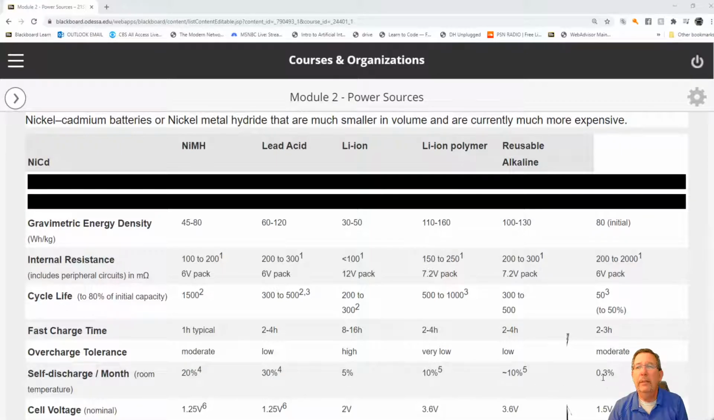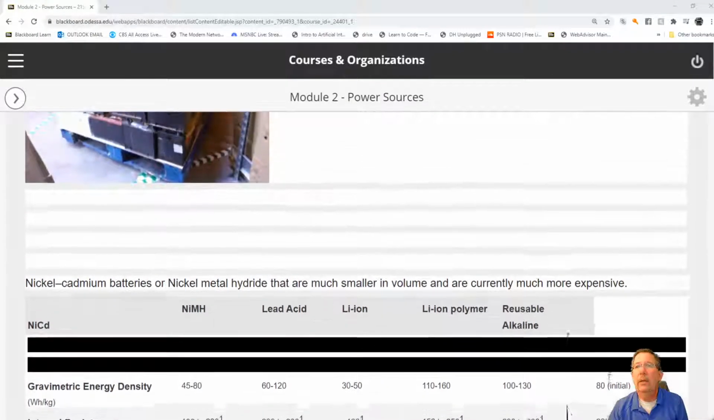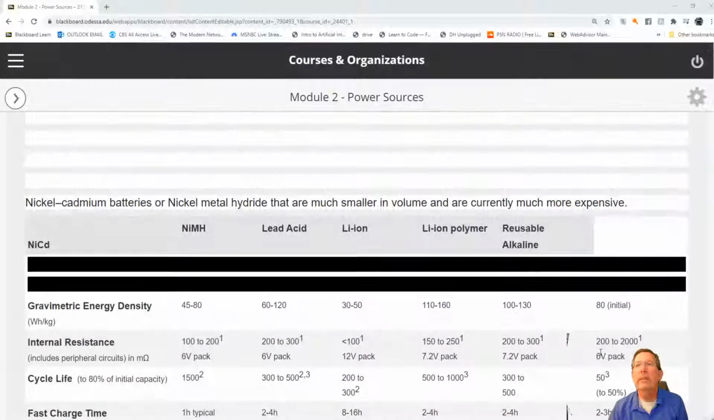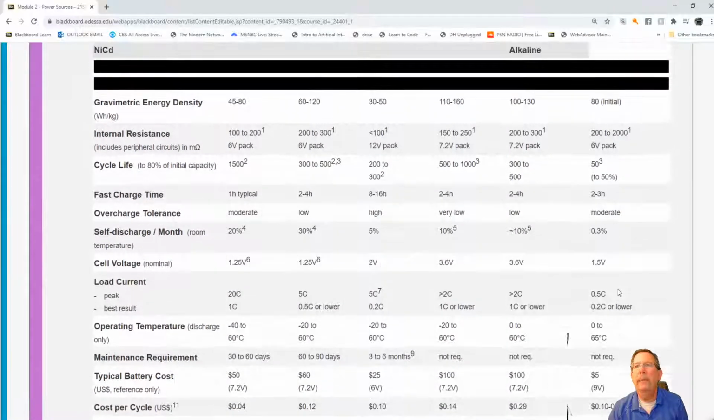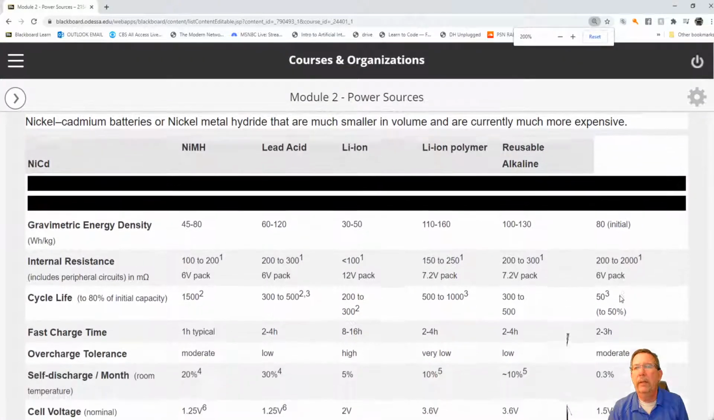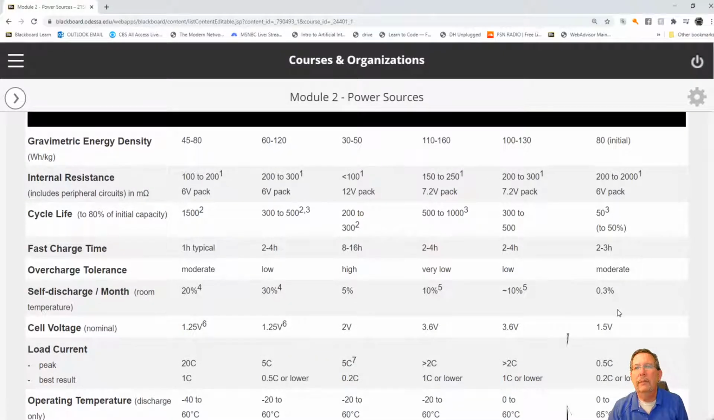Look at this 0.3%. What is that last one? I don't know what that last one is. I don't know what that column is. Geez, I left that column out. Apparently, I'll have to figure out what that last column is.